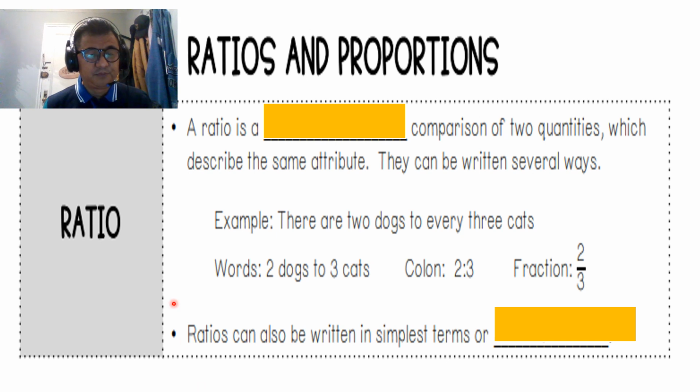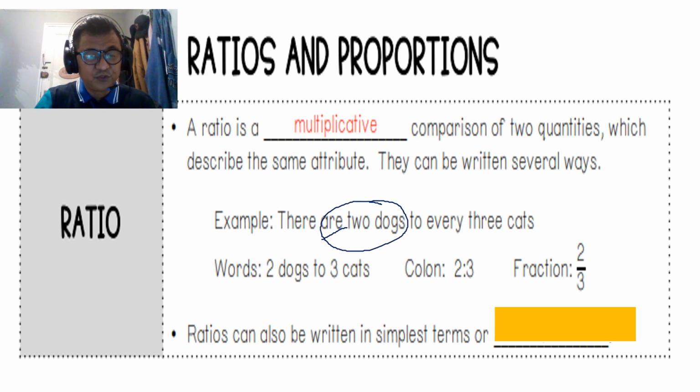Ratios and proportion. A ratio is a multiplicative comparison of two quantities which describe the same attribute. They can be written in several ways. For example, there are two dogs to every three cats. Take note, I started with two dogs and three cats. That's why in the description here, I could use words. The two dogs goes first.